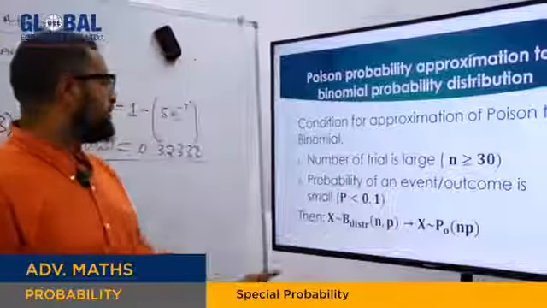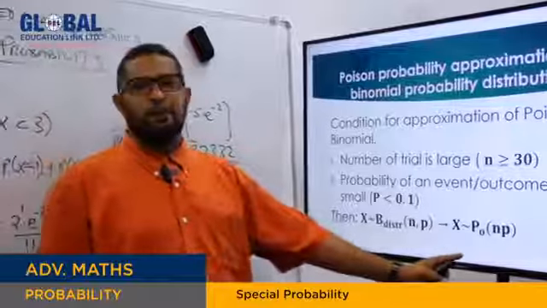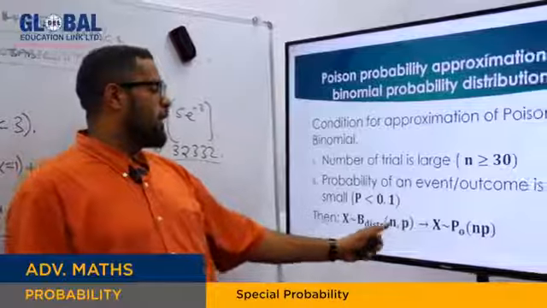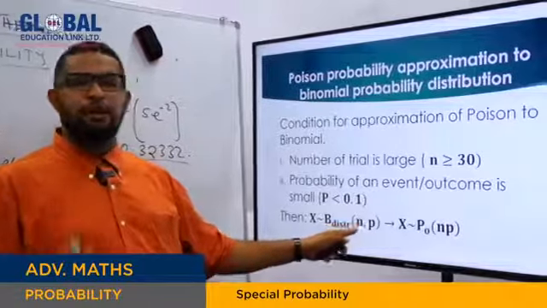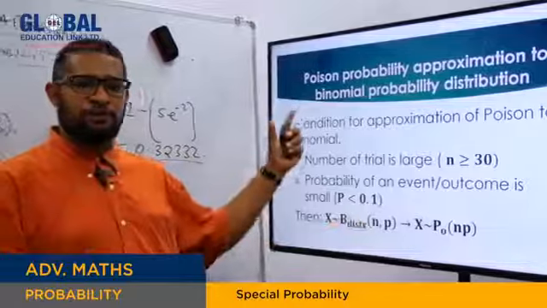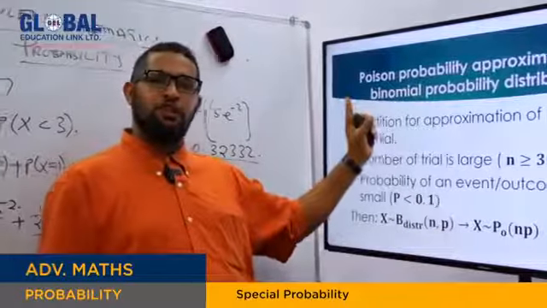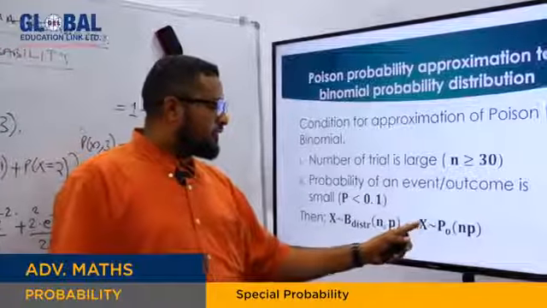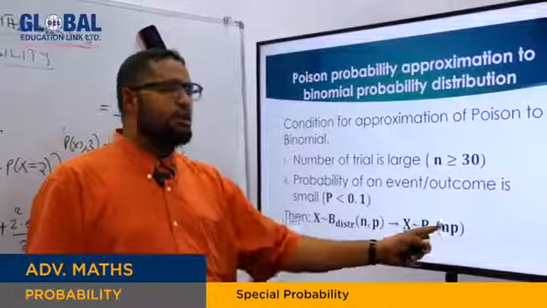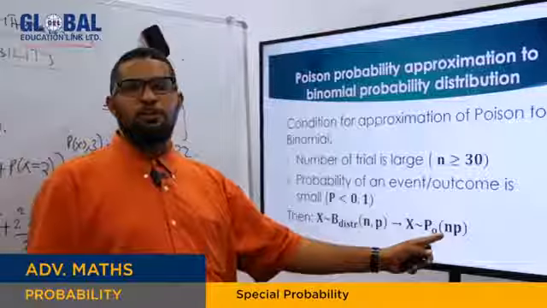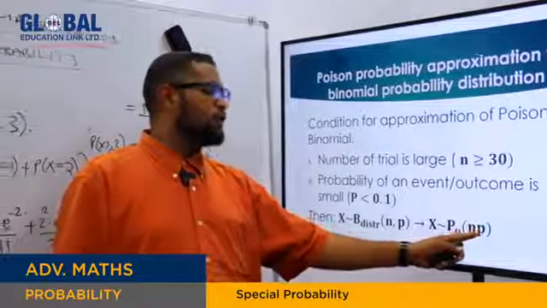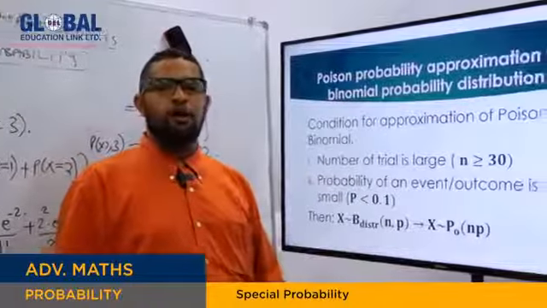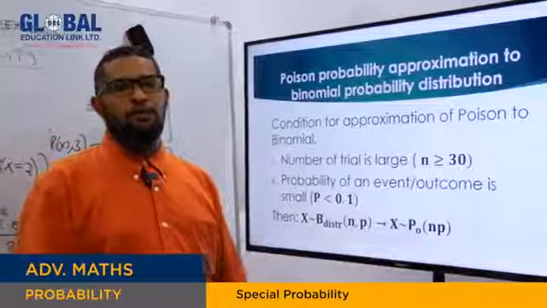So you can go directly and use this approximation: x follows a binomial distribution with parameters n and p, where n is the number of trials given in the question, and p is the probability also given in the question. Then x follows Poisson with mean np, where n is 100 and p is 0.025. Thereafter, you go and use the Poisson formula. You conclude by giving the answer.